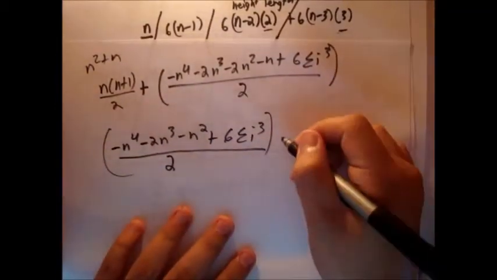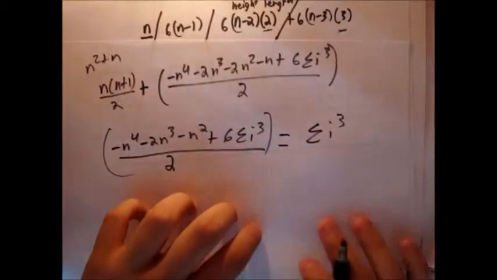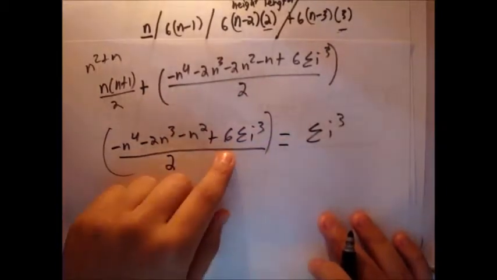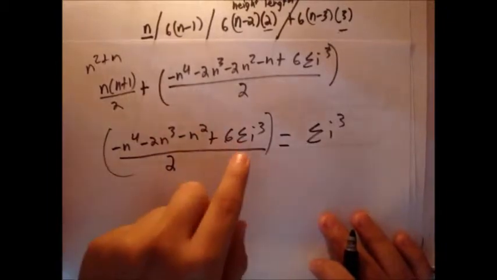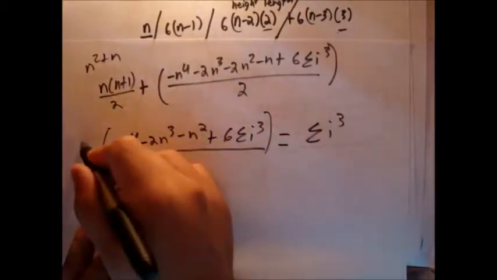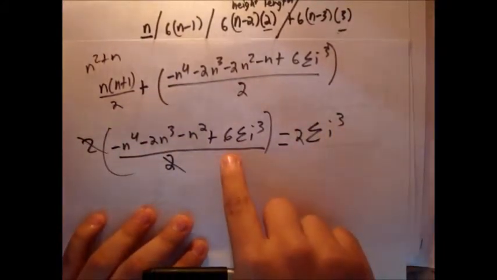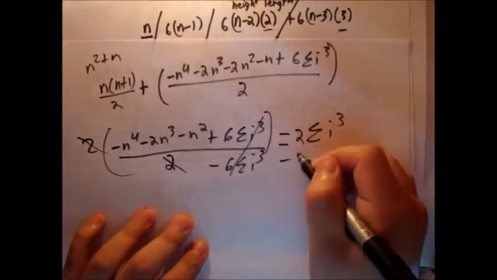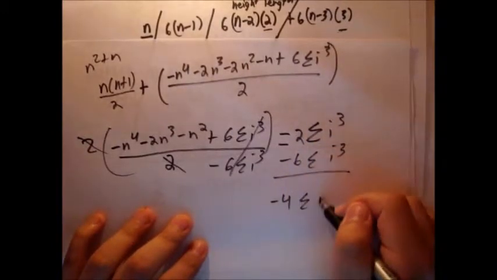And what is our answer? The first thing we were looking for in the first place was sigma i cubed, right? Remember, that's why I told you not to touch it, so it doesn't become part of the proof, so it doesn't taint it. So let's put the sigma i cubed on one side. Let's multiply times 2. 2 cancels out. We're going to subtract 6 sigma i cubed. And that leaves us with negative 4 sigma i cubed.